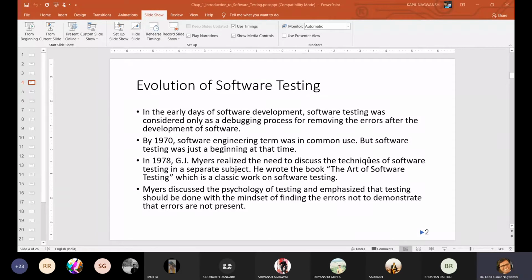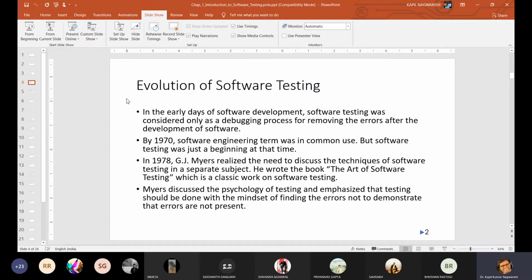Now come to the evolution of software testing. In the early days of software development, software testing was considered only as a debugging process, because at that time we wrote many programs, designing calculators and payroll systems. So only debugging was there. Debugging means we only remove the bugs and errors after the development of the software.